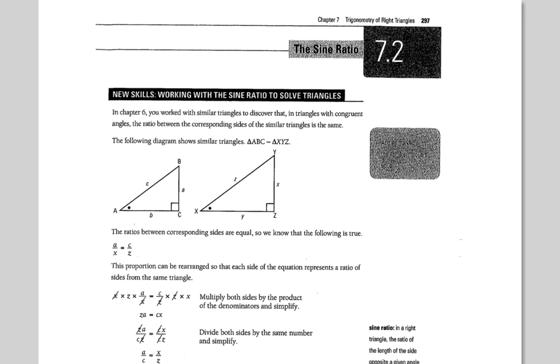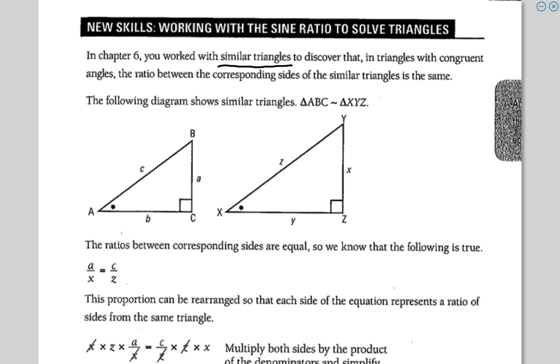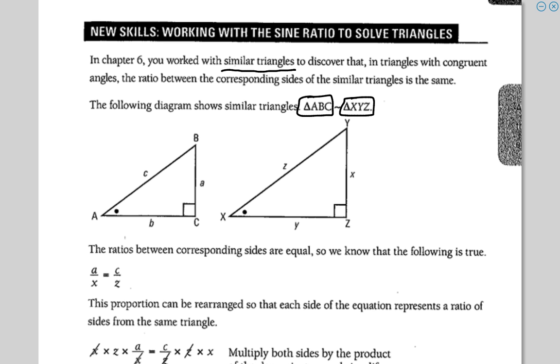Okay, so here we are, 7.2 on the sine ratio. Now, taking a look at this page, it starts off talking about similar triangles. And this is super important when it comes to trigonometry in terms of the angle and the relationship between the sides and the angle. So here they're showing you two similar triangles, triangle ABC, they're saying is similar to triangle XYZ. And what they're saying is that this angle is the same as this angle.